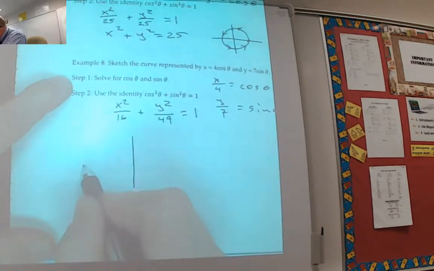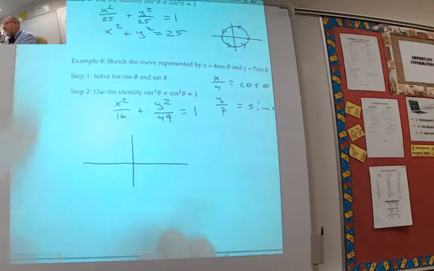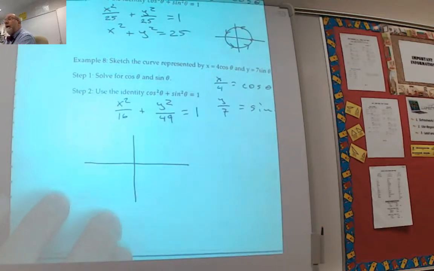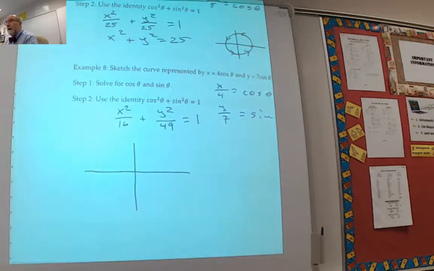How do you know how to draw it? Okay, that's a great question. This is the way I do it. It's either going to be elongated vertically or elongated horizontally. Does everybody understand what I mean by that?